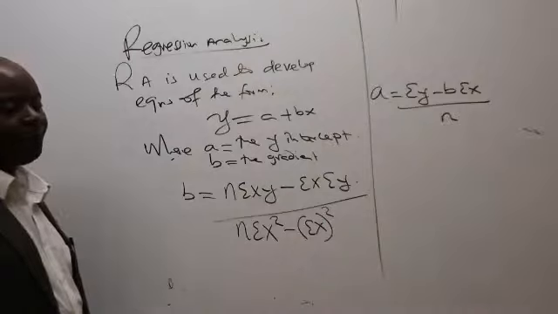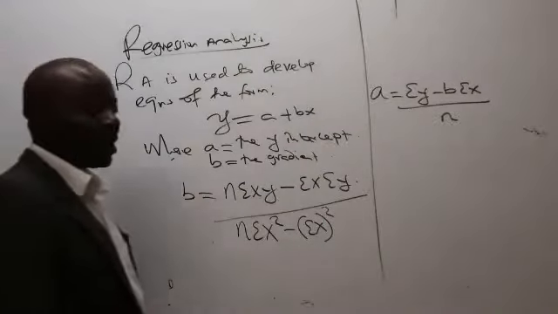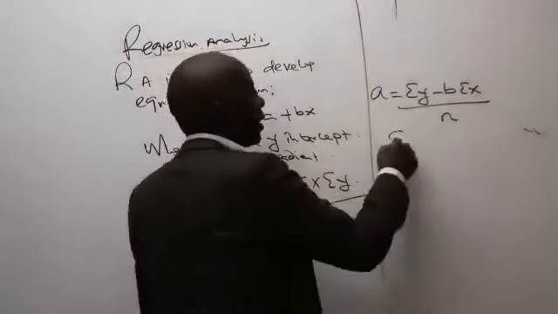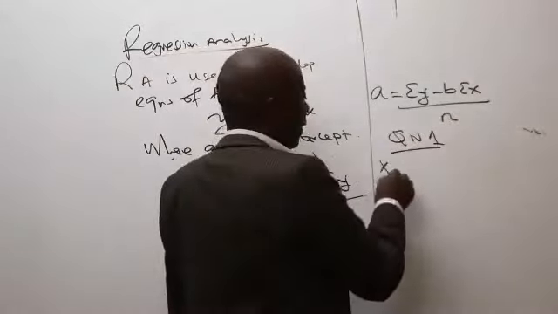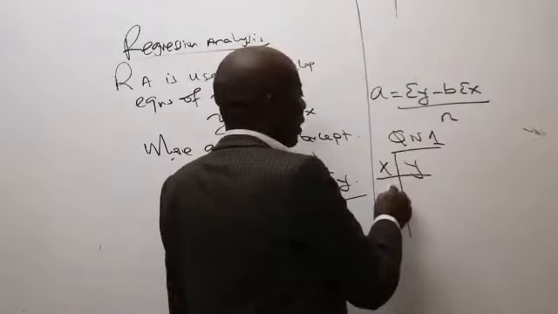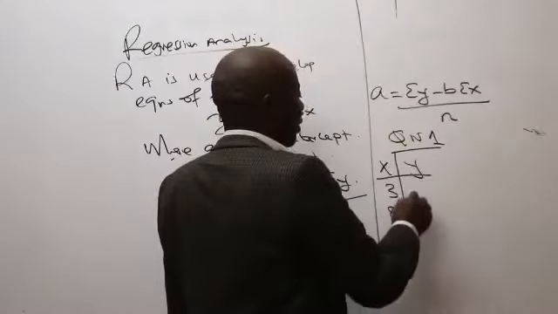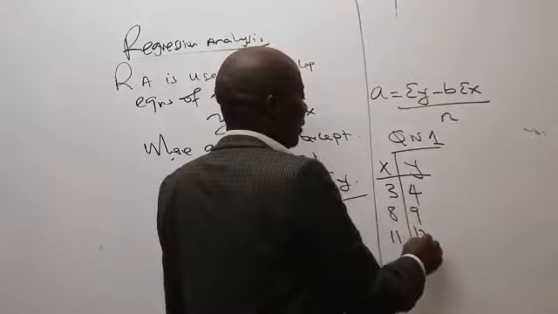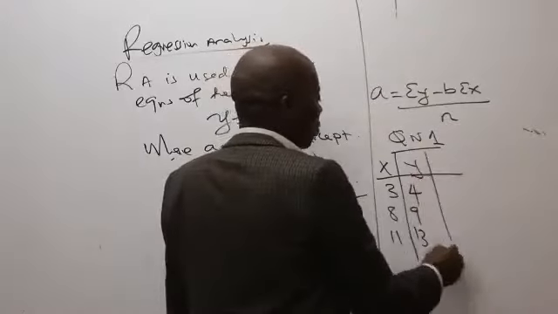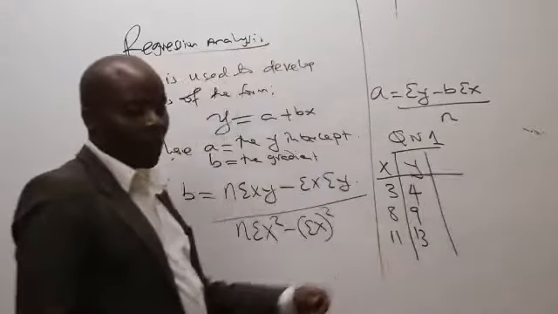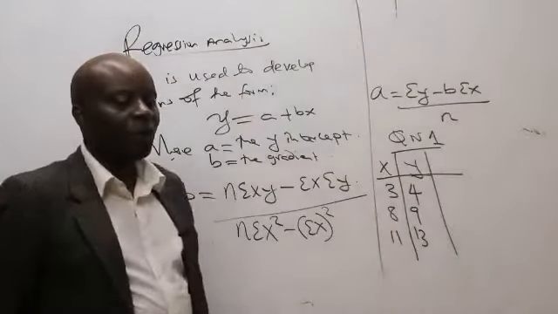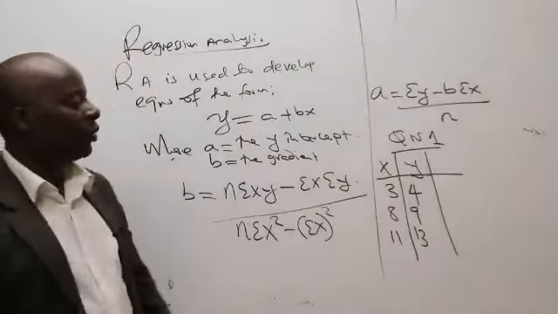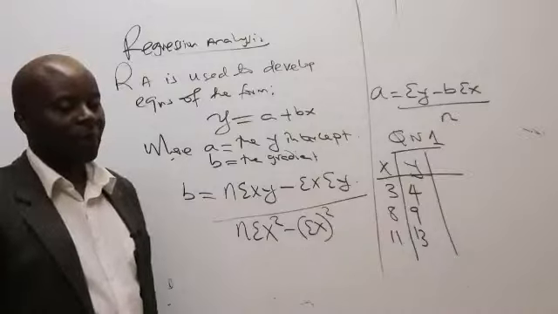Right? So then I would want to define what these parameters are by looking at some example. Question number 1. What if you have here x, y? You have here 3, 8, 11. You have here 4, 9, and maybe 13. And then somebody wants you to get a regression equation out of this data.